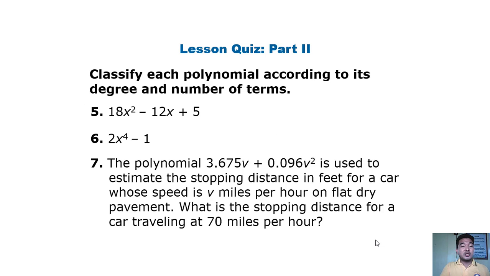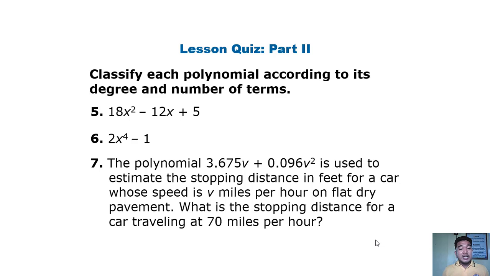And then for part 3, classify each polynomial according to its degree and number of terms. Meaning, you are going to state here the number of terms and the special name of the polynomial. Number 5, we have 18x squared minus 12x plus 5. Then number 6, you have 2x to the 4th minus 1.